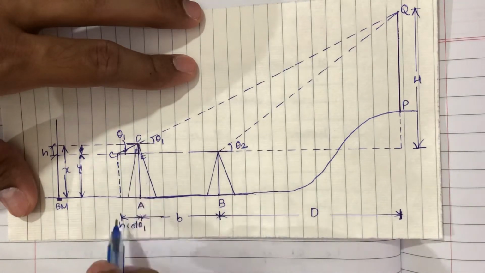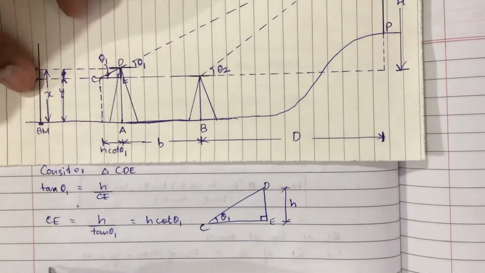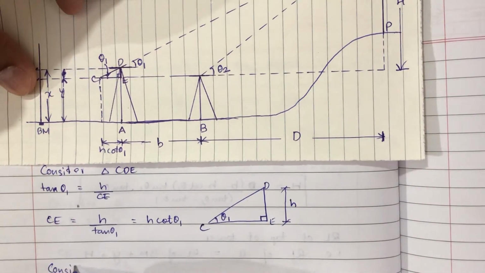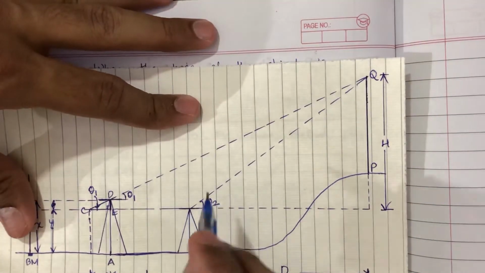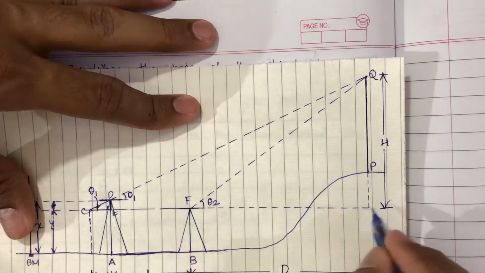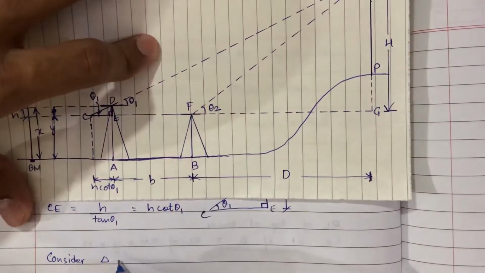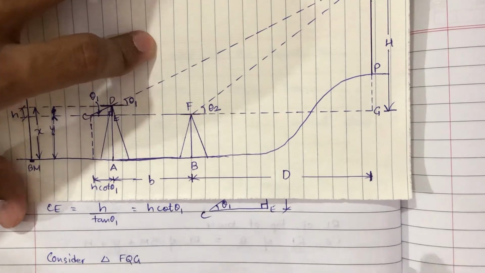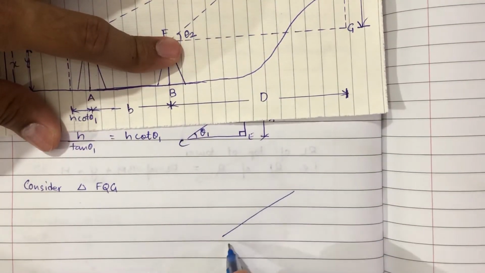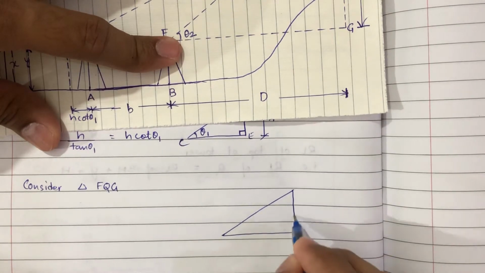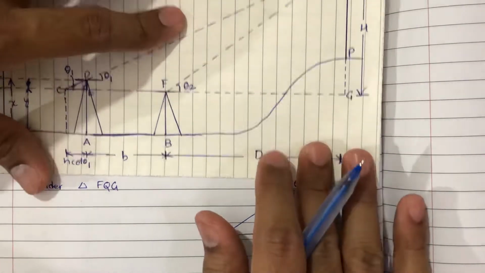Okay, the CE will be equal to this distance, that is equal to h cot theta 1. Now consider this triangle. Suppose this is F and this point is G. Considering triangle FQG, with F, Q and G.